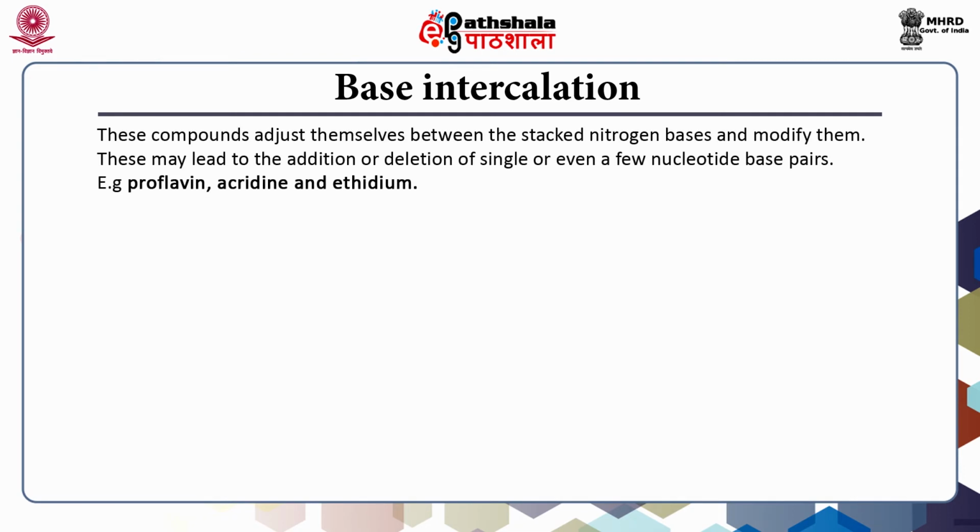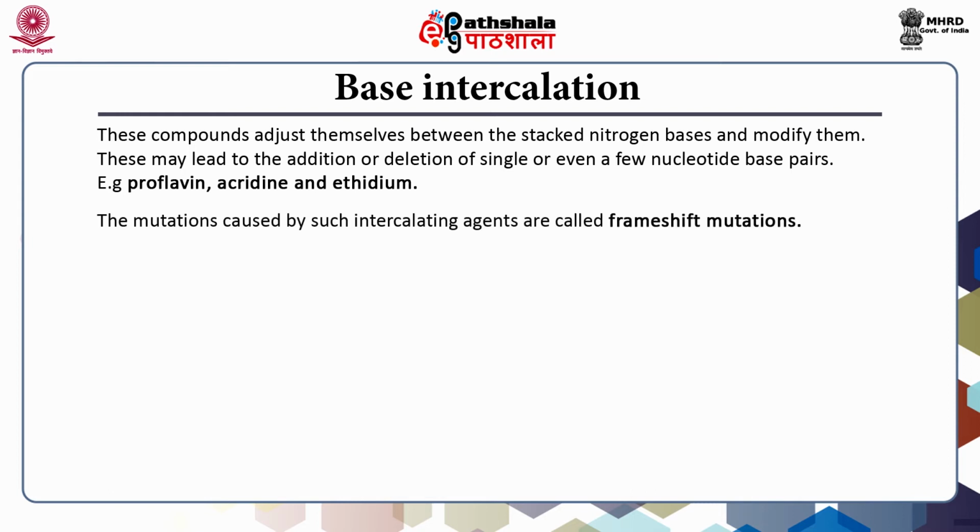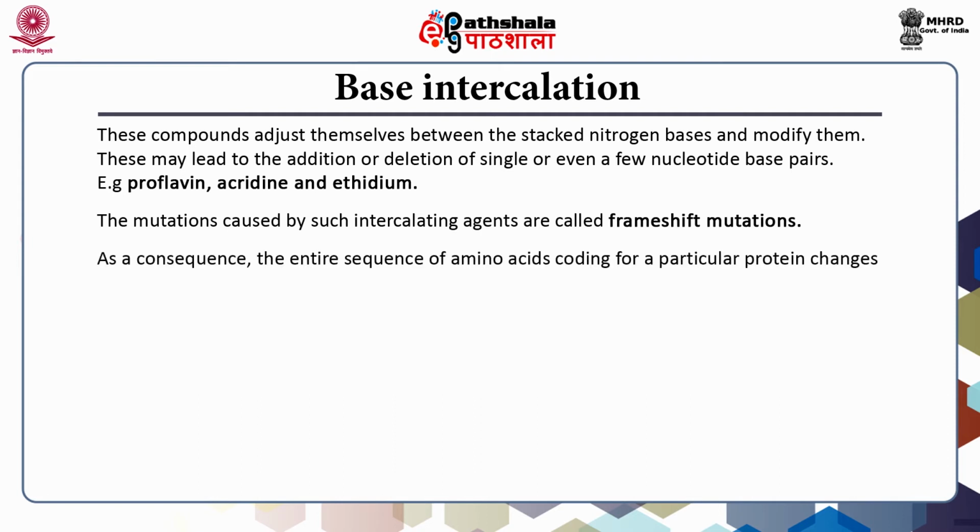Second is base intercalation. These compounds adjust themselves between the stacked nitrogen bases and modify them, and these may lead to the addition or deletion of single or even a few nucleotide base pairs. Common examples of those compounds are proflavin, acridine and ethidium. The mutation caused by such intercalating agents is called frame shift mutation. As a consequence, the entire sequence of amino acids coding for a particular protein gets changed.